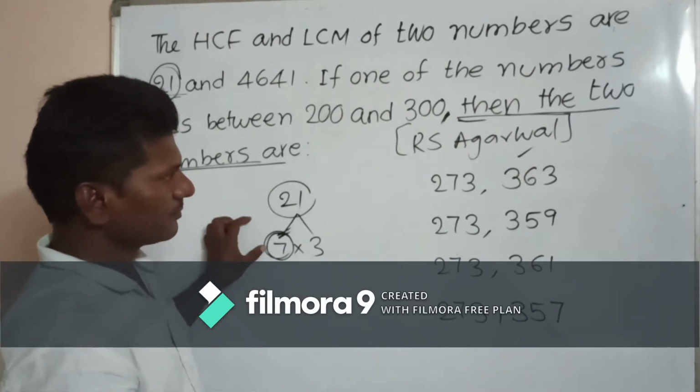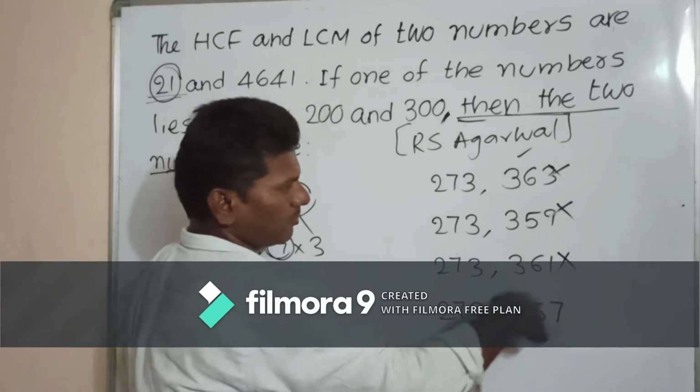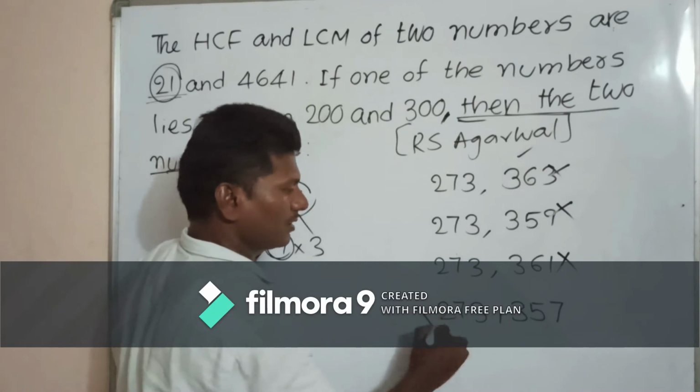Now I am checking. This is not divisible by 7. This is not divisible by 7. This is not divisible by 7. 7 5s are 35. 7 1s are 7. So this will be the right answer.